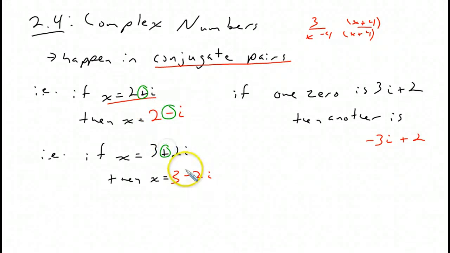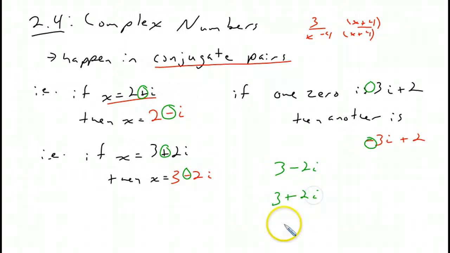If it's plus, you make it a minus. If it's minus, you make it a plus. That one's a positive, so I also made that one a negative. If we had 3 minus 2i, then another one would be 3 plus 2i. This is going to be very important. It may give you one zero and say find the other 3. Well, then really it gave us 2 zeros. But we'll talk about that in just a second.